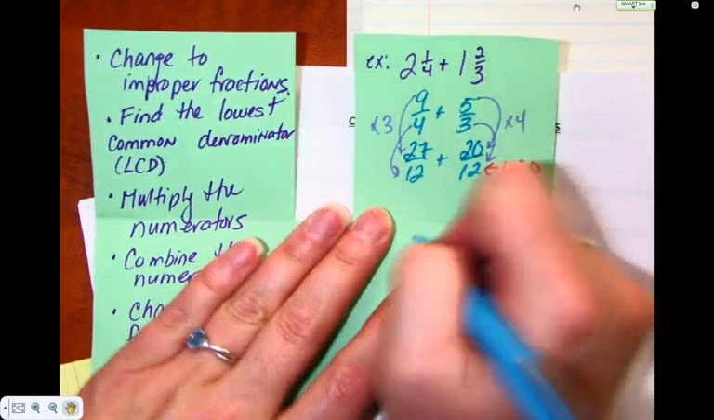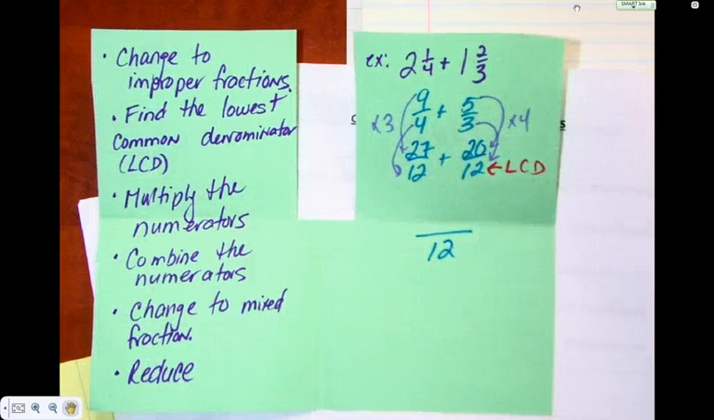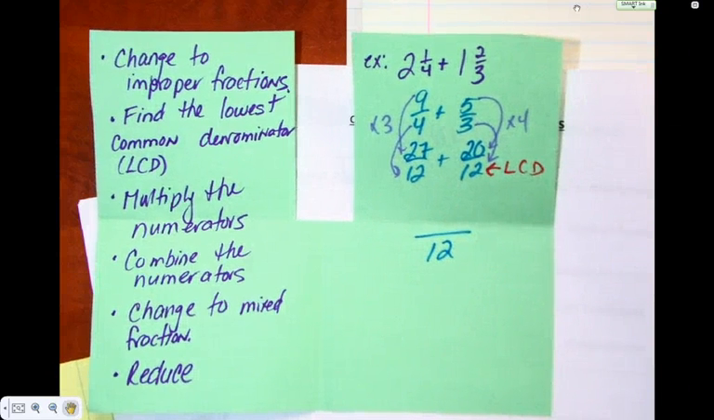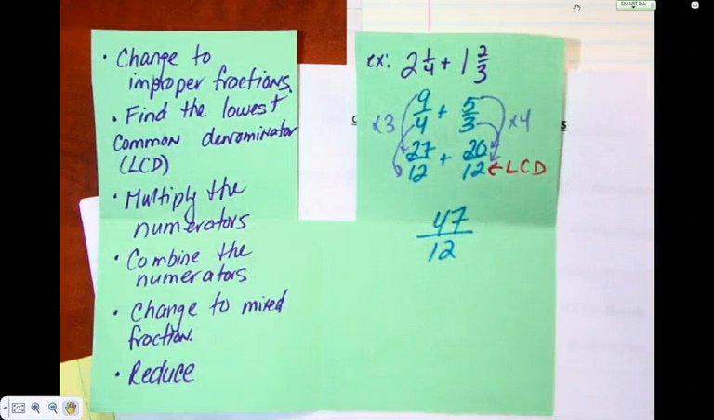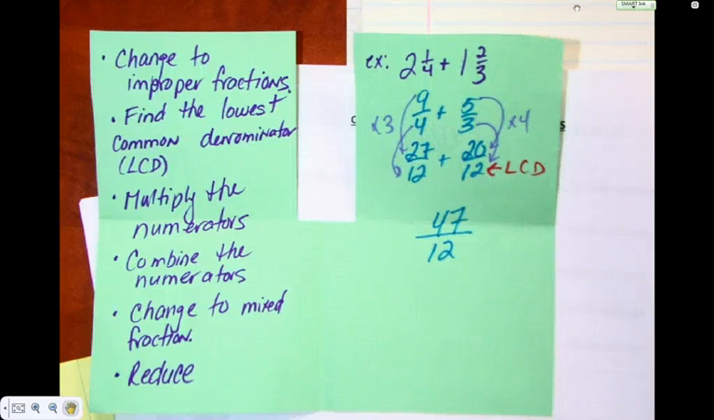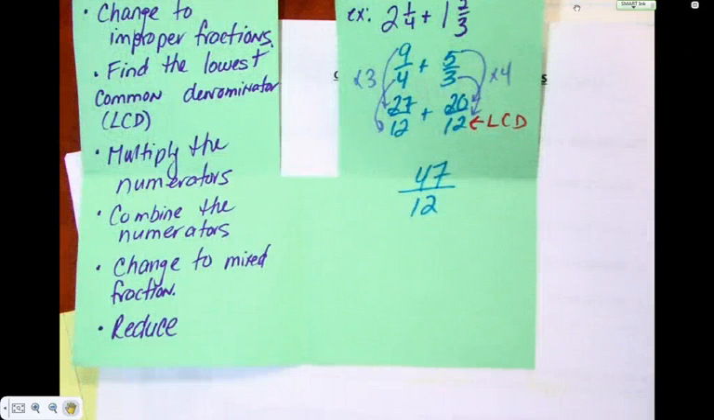Combine the numerators is where we combine the denominator. So we write it out as 12 and we just put those numerators together. What's 27 plus 20? Okay. Combine the numerators, smush them together. Change to a mixed fraction. Again, this is why we practiced on Thursday.